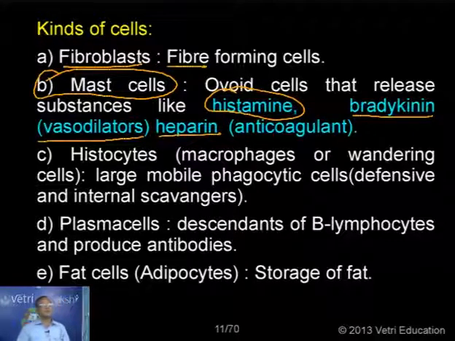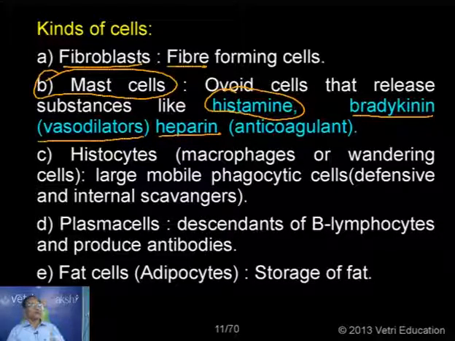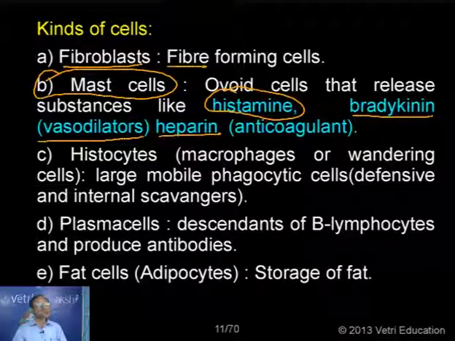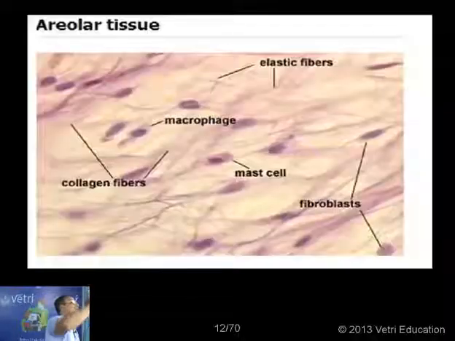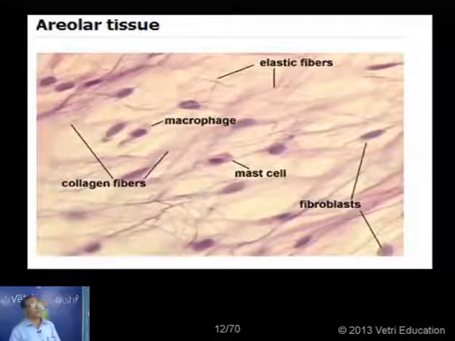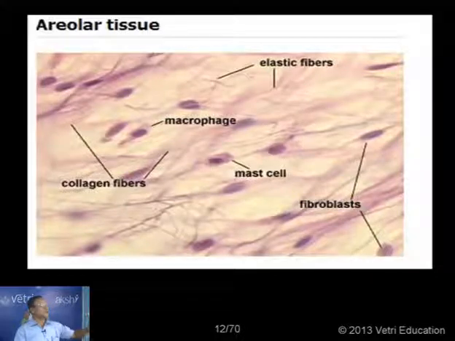Then the last one, the fat cells. Some of the cells are actually having the ability of storing fat. Such cells are called fat cells or adipocytes. The cells which store fat are called adipocytes. So these are the different types of fibers, altogether 3 different types of fibers, and also we have the different types of cells. This is a generalized areolar tissue.